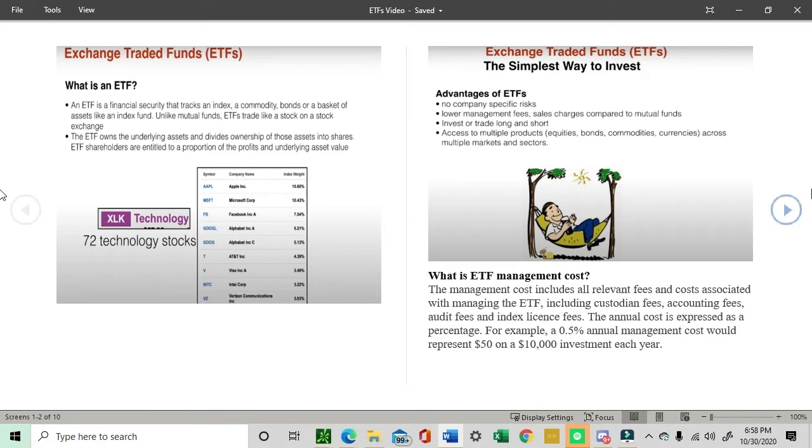I'm going to give you an example of different types of ETFs that you could look at, depending on the sector or type of ETF that you'd like to trade. So what's the simplest way to invest in ETFs?